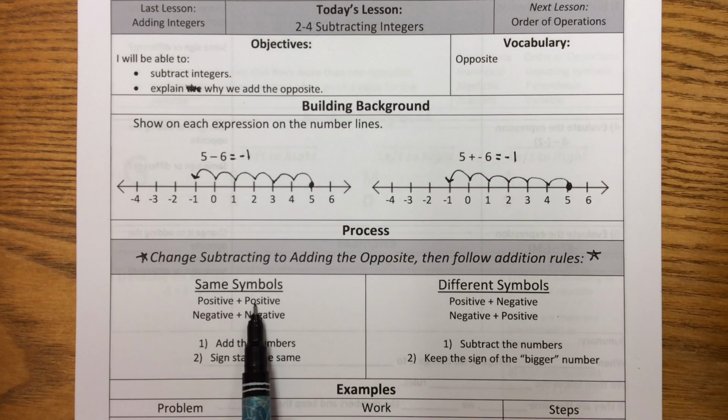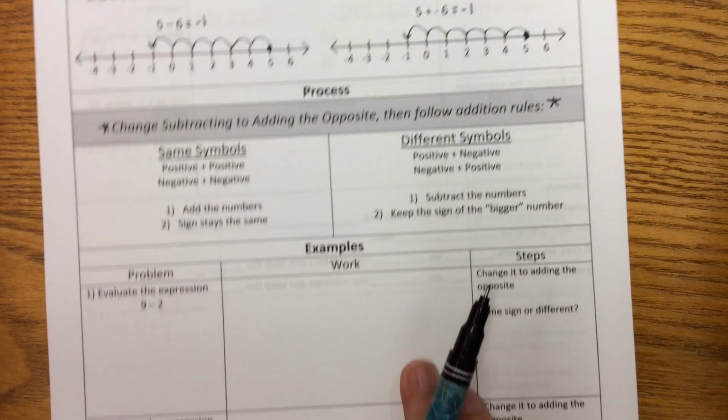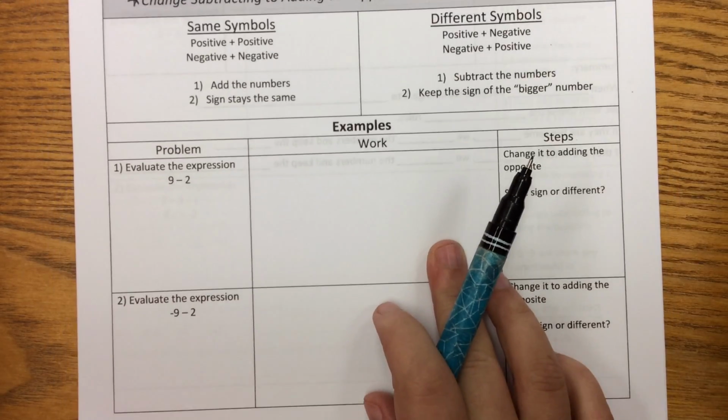If we do positive plus positive or negative plus negative, we're going to add the numbers and the sign stays the same. If we do different symbols, a positive plus a negative or a negative plus a positive, we're going to subtract the numbers and we keep the sign of the bigger number. Okay, so here we go with example 1.